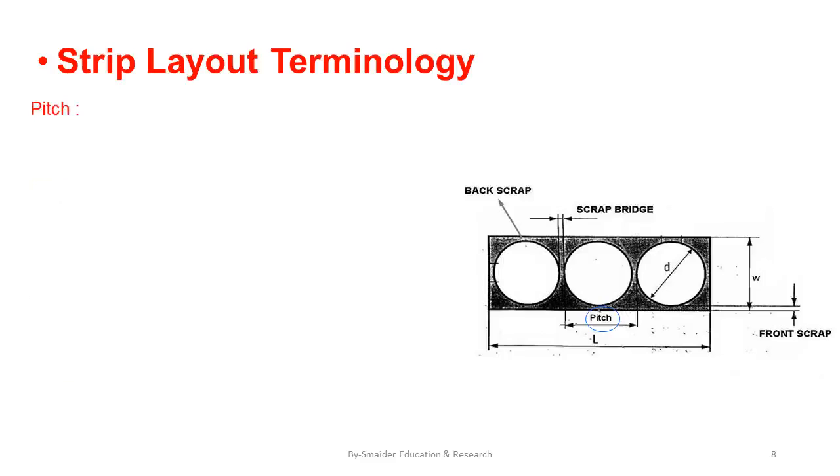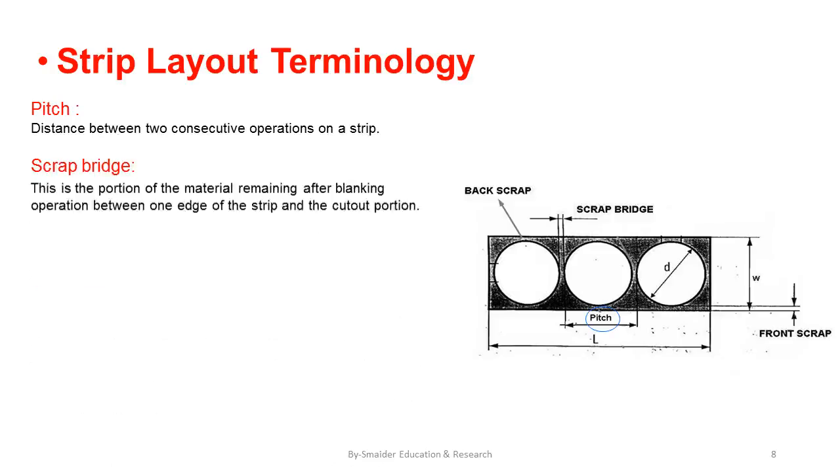What are the strip layout terminologies? See the right side, where a strip layout is explained with the black scrap, scrap bridge, pitch, front scrap, width, and length of the strip. What is called pitch? Pitch is the distance between two consecutive operations on a strip. When two components are pierced or blanked, the total distance traveled is called pitch. Similarly, the scrap bridge is the portion of the material remaining after the blanking operation, between one edge of the strip and the cutout portion.